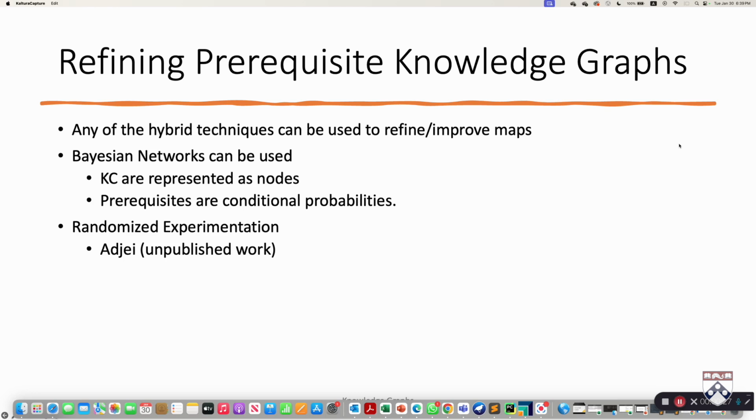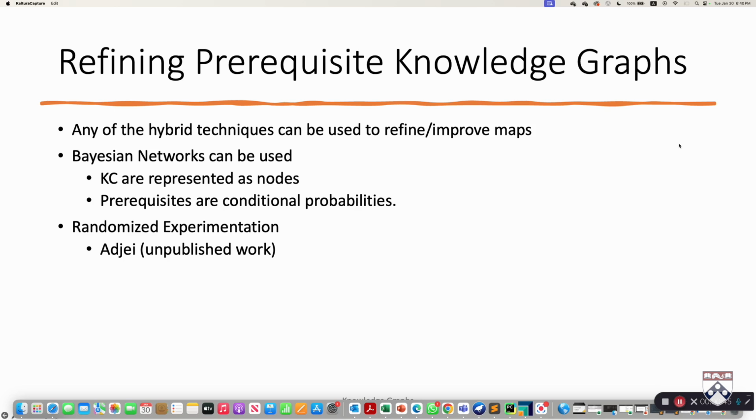But now at this point, we want to figure out how, once you already have a knowledge graph, do you refine it? Okay. There are a number of approaches that could be used. Among others, the hybrid techniques we've discussed are always there that you could refer to and use.